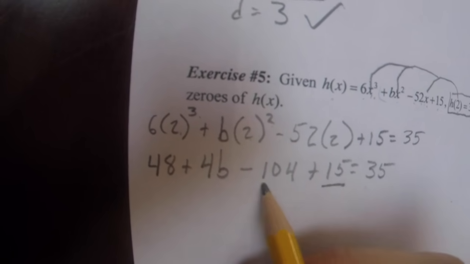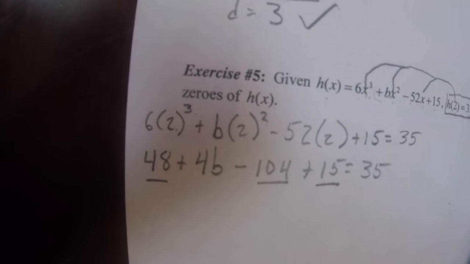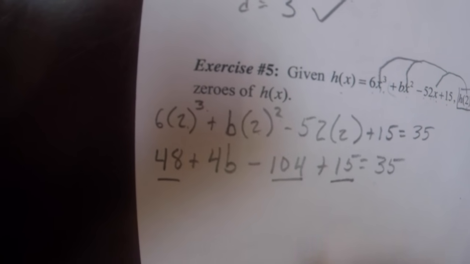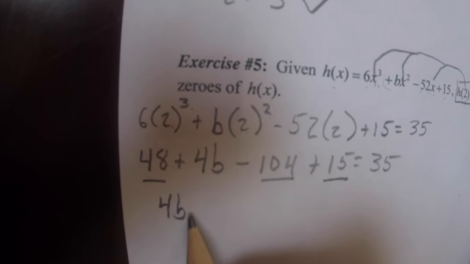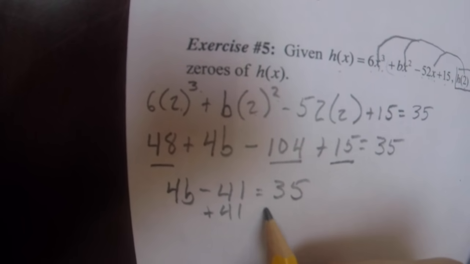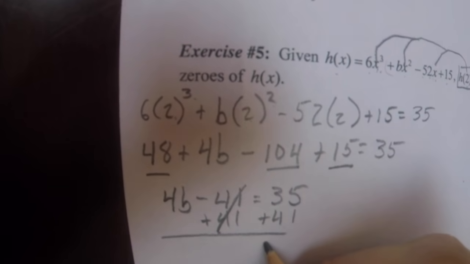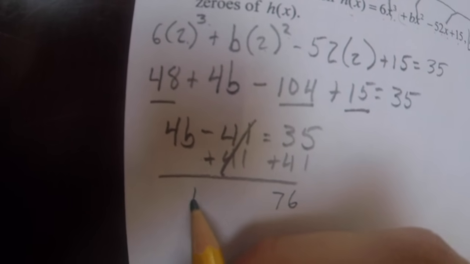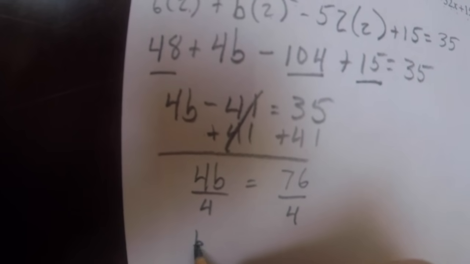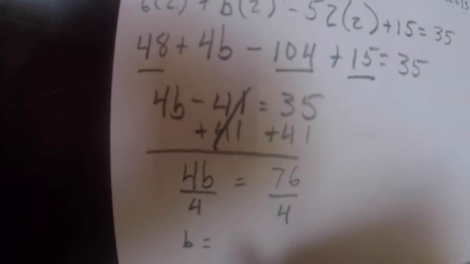Alright, I'm going to combine my like terms. 48 minus 104 plus 15. When I combine like terms, I get negative 41. So I have 4b minus 41 equals 35. If I add 41 to both sides, I get 76. 4b equals 76. And when I divide by 4, I get b equals 76 divided by 4 is 19.